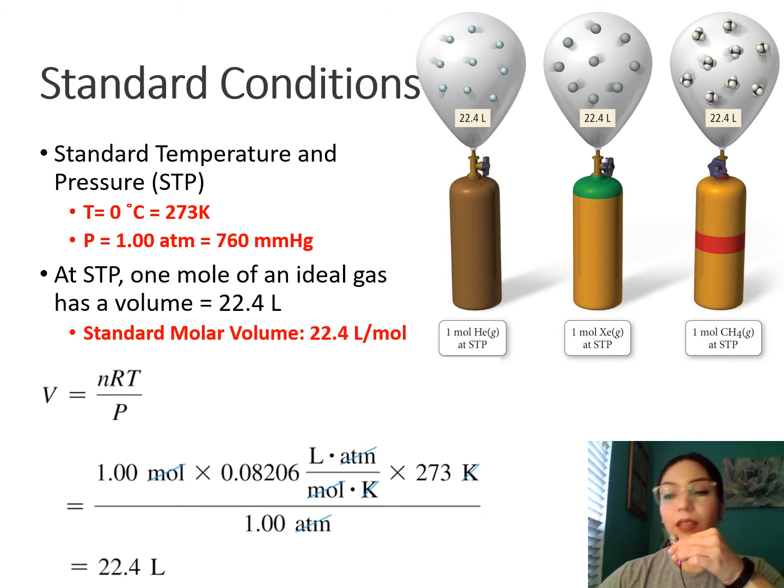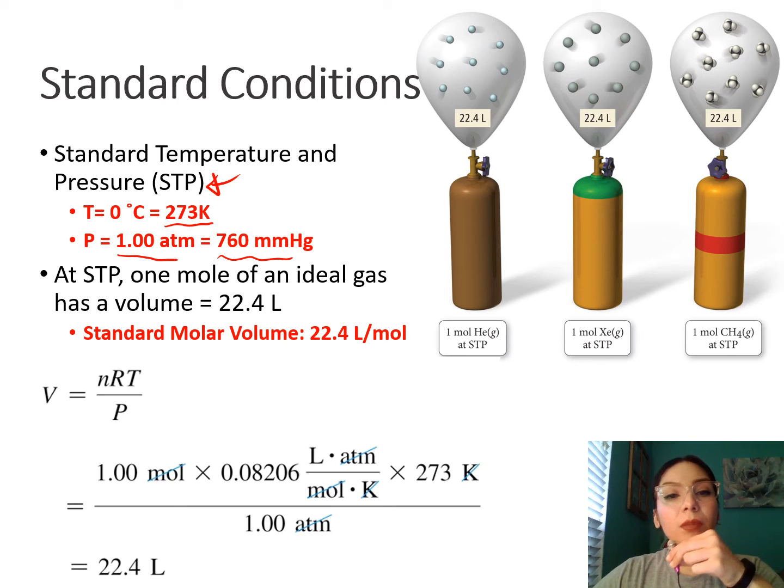There is a set of conditions called standard conditions. At these conditions, we have a very specific temperature and pressure. We call this STP. The temperature is 0 degrees Celsius or 273 K. The pressure is 1 atm, or if you convert that to millimeters Hg or whatever other unit, it's always based off of 1 atm.